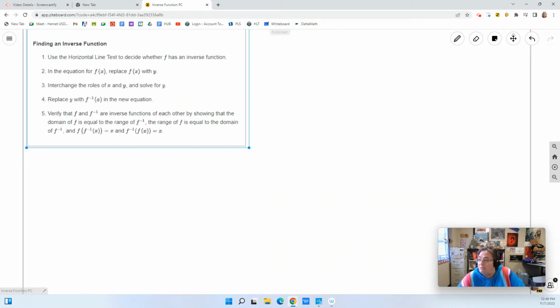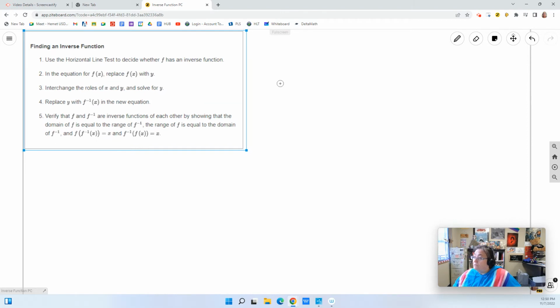And when we're trying to do this algebraically, we're going to follow this protocol, right? Basically, what the protocol is that we are going to replace f of x with y, and then we're going to switch our x and y, and we're going to solve for y, and that's going to give us our inverse function. And so we're going to start with, for example, f of x equals x squared plus 1.